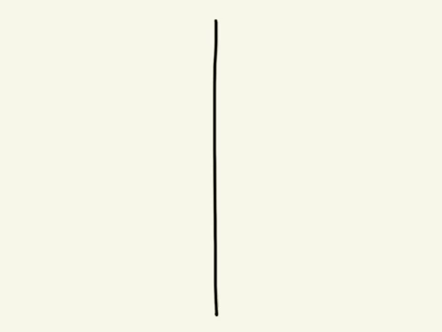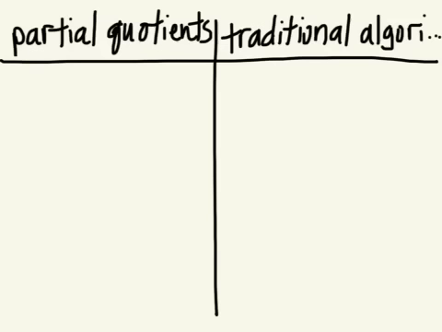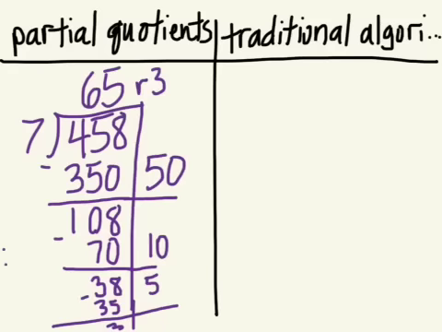Go ahead and split your paper into two halves and make yourself a T-table. Label one side partial quotients and the other side traditional algorithm. If we were to solve the following problem, 458 divided by 7, we could do that in partial quotients, and we might solve it the following way. Go ahead and copy this down. 65 remainder 3. There would be a lot of different ways of solving this problem.